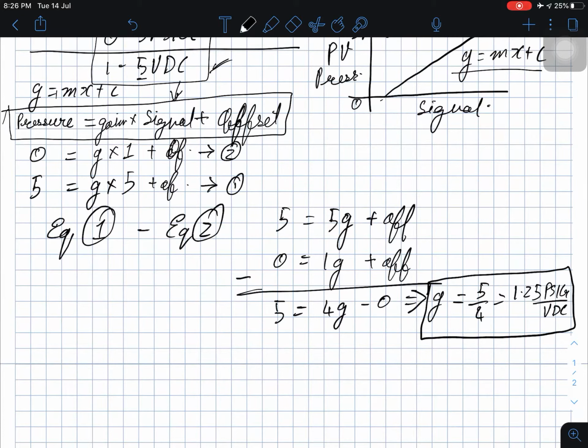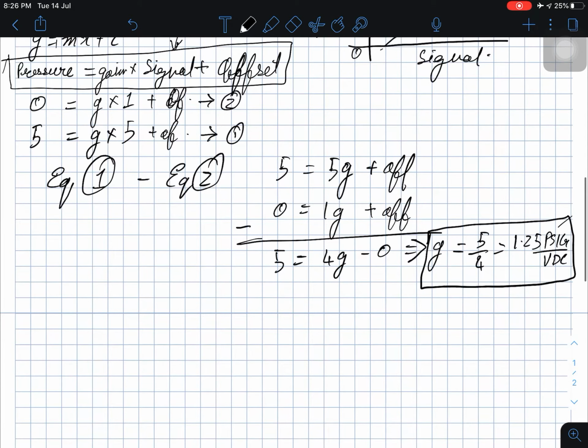The output of the system is psig, and the input which the pressure transmitter is giving as a signal is VDC. So it basically correlates what is the psig per VDC.